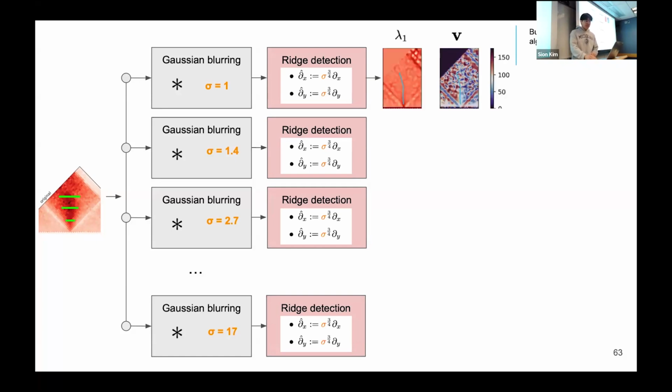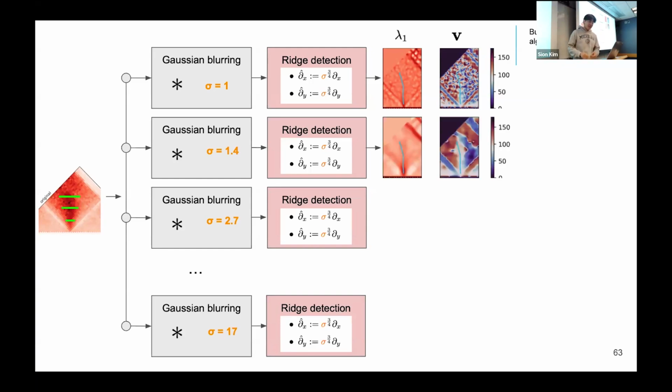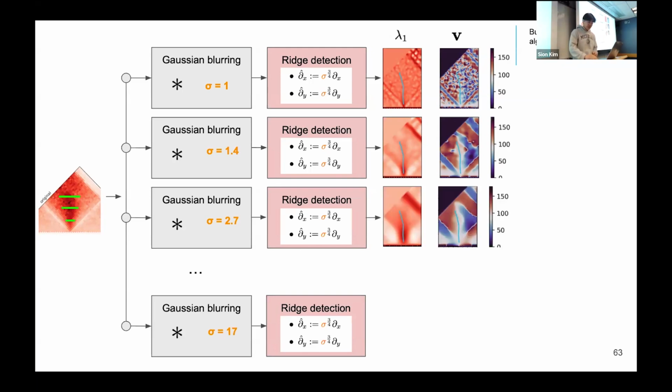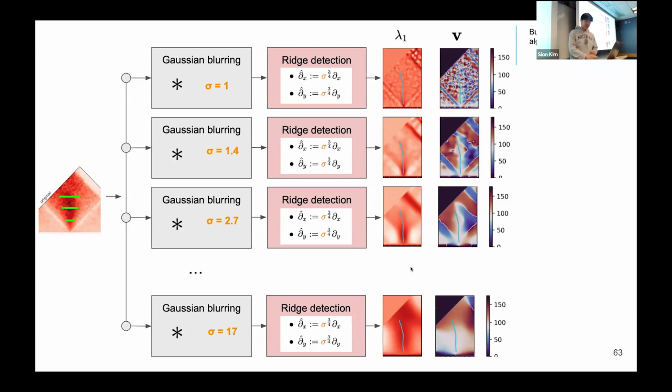For sigma 1, we get a lot of noise in our output ridge map. But at sigma 1.4, we see that maybe the beginning part is emphasized, and a little bit more at 2.7. By the time we get to the end, we get the diffuse part captured as well. So we see scale space working as a building block.